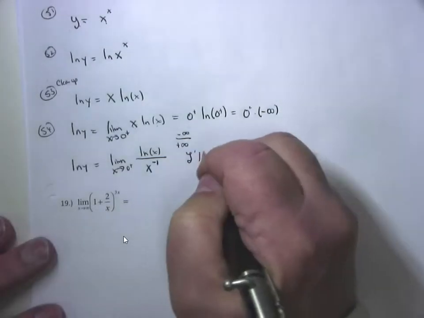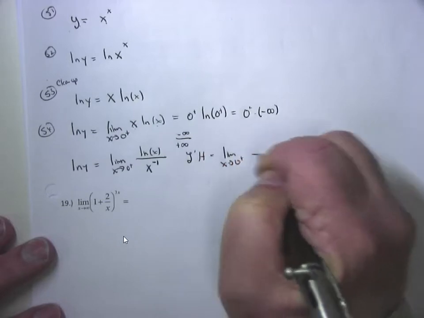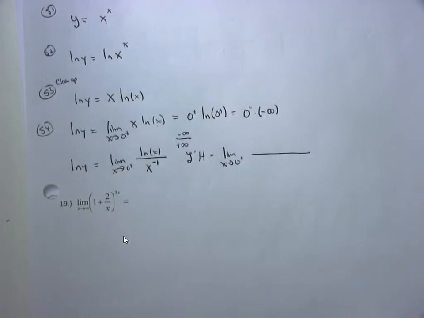So applying L'Hopital's rule, you get the limit as x approaches 0 on the plus side of, here we go, the derivative of the numerator divided by the derivative of the denominator. No chain rule, no quotient rule, anything like that. It's just the derivative of the top over the derivative of the bottom. What's the derivative of the natural log of x?